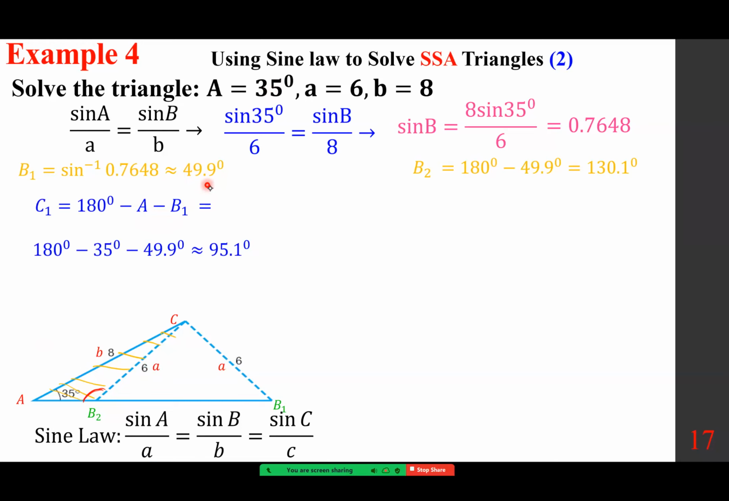So we have all angles. We have A to be 35 degrees, B1 to be 49.9 degrees, and C to be 95.1 degrees.